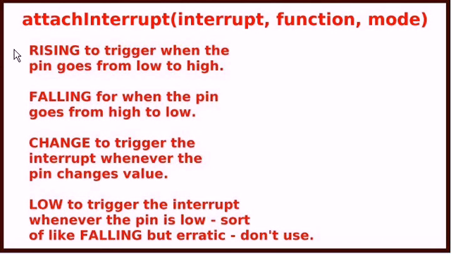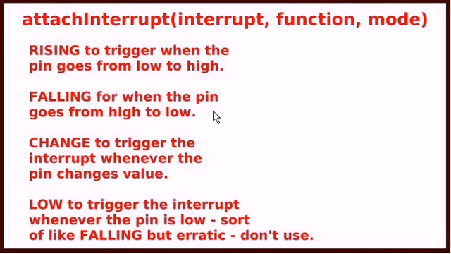Rising we already saw. If we go by the previous program and the schematic that I showed in earlier frames, when I press SW0, the voltage level on digital pin 2 goes from low to high and thus triggers an LED toggle. If it's on, it goes off. If it's off, it goes on. Whatever. The next one is falling.